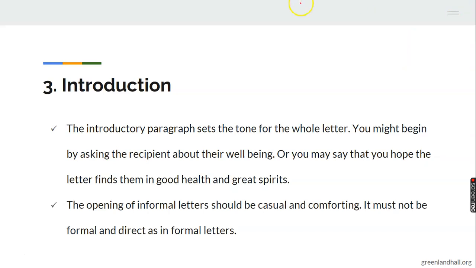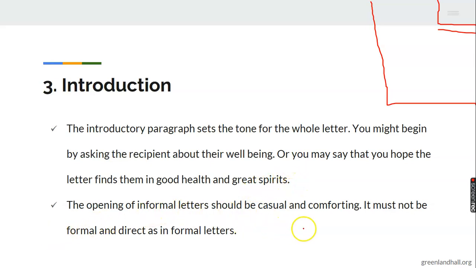The third one is your introduction. Your introduction paragraph sets the tone for the whole letter. After you are done with your address and your date, we have your introduction. It must begin by asking recipients about their well-being, or you may say that you hope the letter finds them in good health and great spirits.